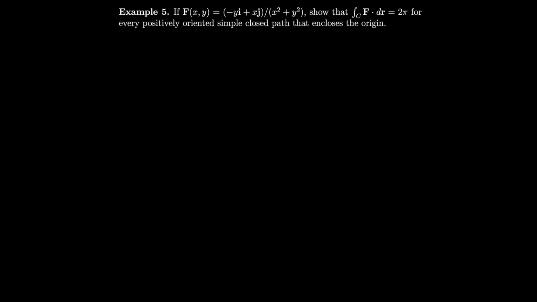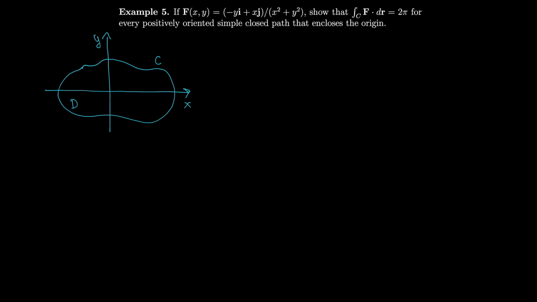Okay, say that we have F of x, y equals minus y i plus x j over x squared plus y squared. Let's show that the line integral is actually 2 pi for every positively oriented simple closed path that encloses the origin. So an arbitrary path would look something like this. Let's see. Okay, so that encloses the origin. That could be our curve C. So then this is our region D.